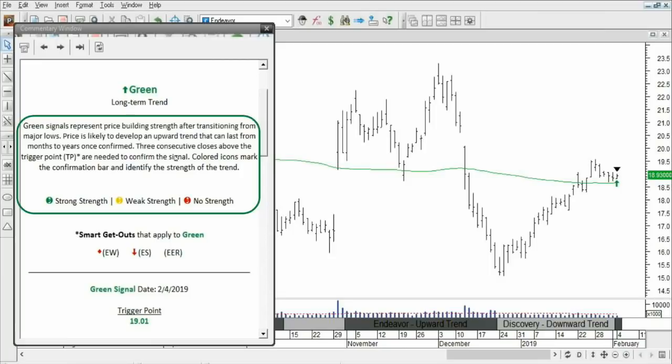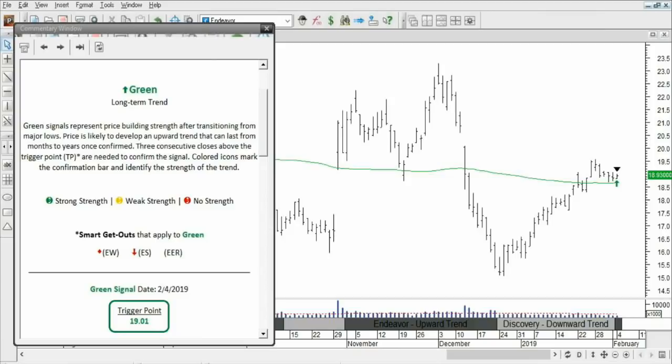And here you'll find the definition of green, but we've already gone over it, so I'll skip that part. And we'll go right down to the trigger point, which is 1901. Now we need price to close above this figure for three consecutive days. If it does, then we'll get one of our colored three confirmation icons, telling us how strong or weak the potential trend will be. So let's move forward in time here and see which signal we get on Under Armour.